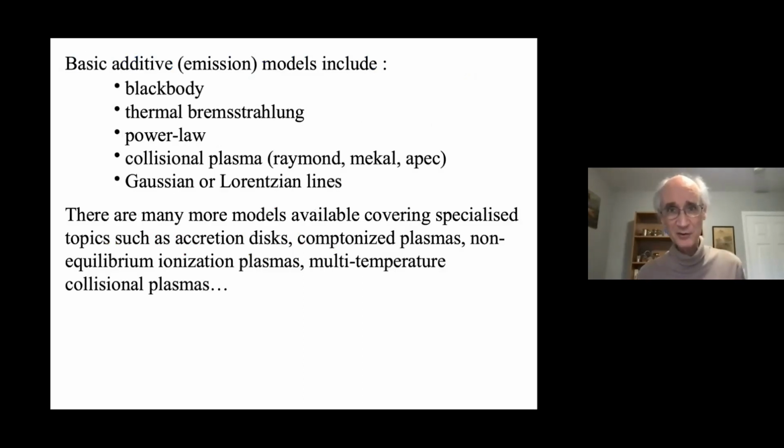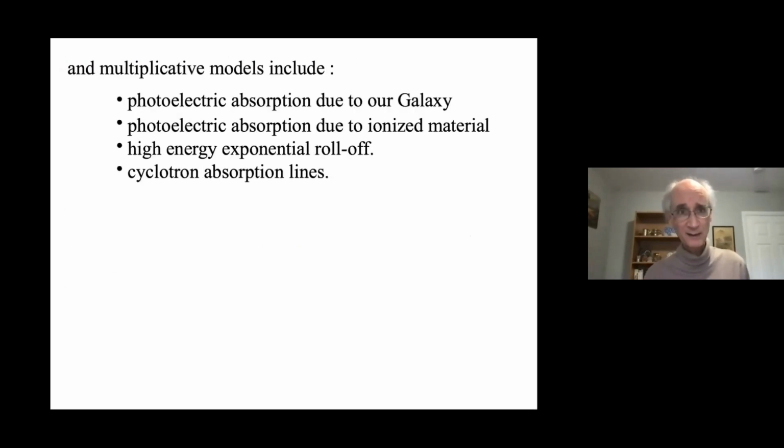So basic additive emission models, obviously, with things like black bodies, thermal bremsstrahlung, power laws, collisional plasmas, Gaussian and Lorentzian lines. And the XSpec model library has been built up with ever more complicated models as people build up stuff: accretion disk, Comptonized plasmas, non-equilibrium plasmas, and so on. And then multiplicative is perhaps more simple, that you've just got things like photoelectric absorption due to our galaxy, ionized absorbers, high energy exponential roll-offs, cyclotron absorption lines, and so forth.